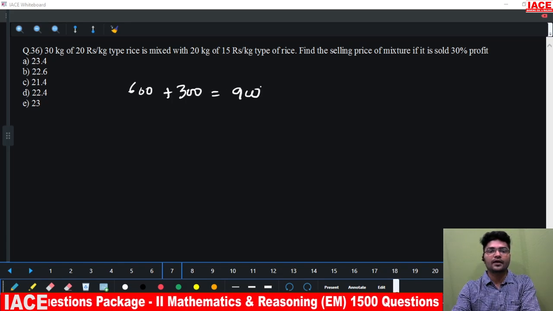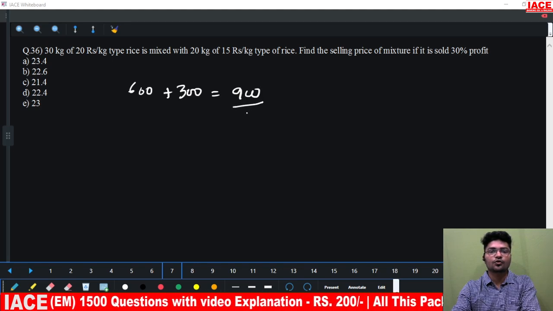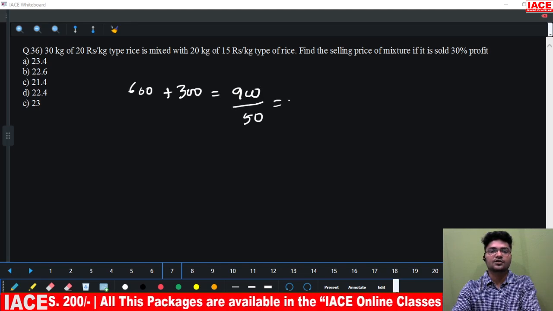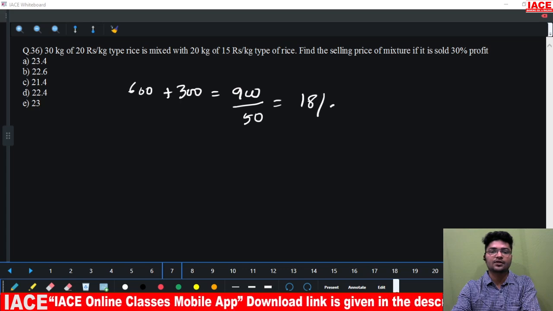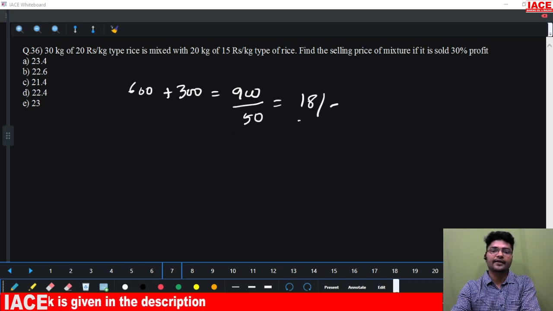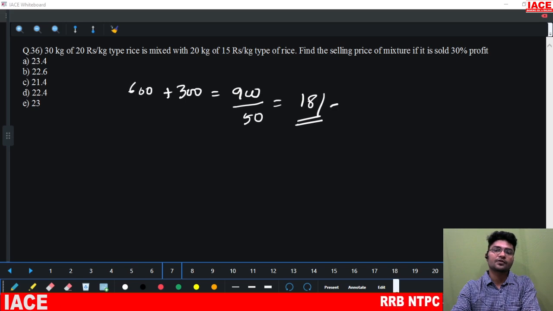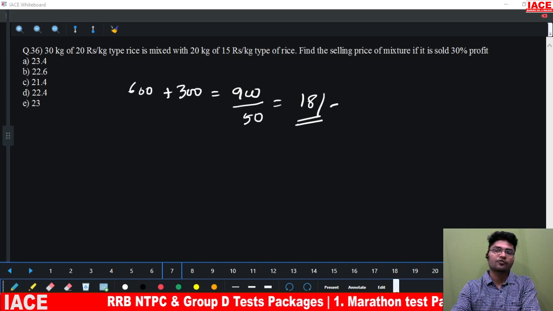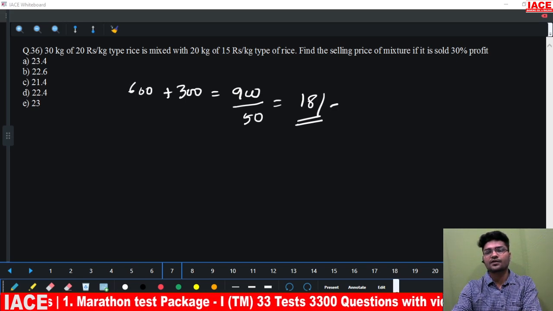This gives us how much? 900. Now 900 divided by how much? Total is 50 kgs. So this gives us how much? 18 rupees per kg. Now this is the cost price. 18 rupees per kg is the cost price of the mixture, that is 1 kg of mixture. Now find out the selling price if 30% profit.